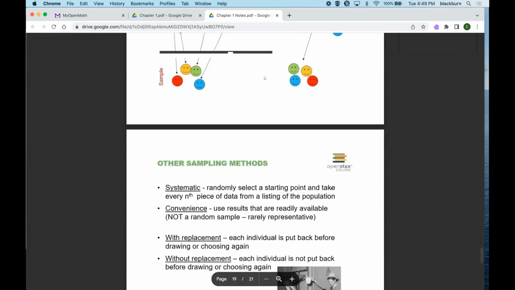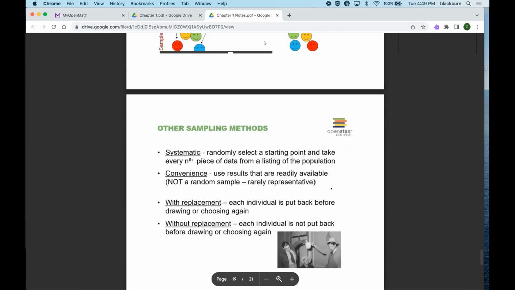So other sampling, systematic: randomly select a starting point and then take every nth piece of data from a listing of the population. Like you might go to the phone book, for instance. That used to be a thing in my day where you had to look up a phone number in a book. And you can say, okay, I'm going to take the 7th person in the phone book, and then I'm going to take every 1000th person after that, and that's my sampling.